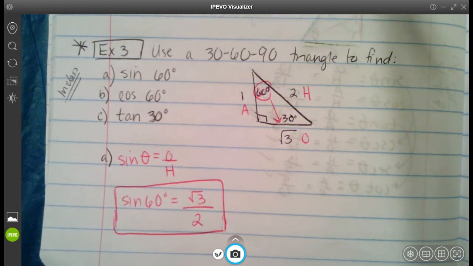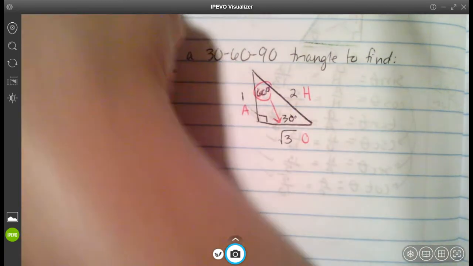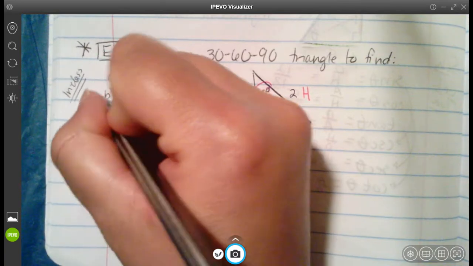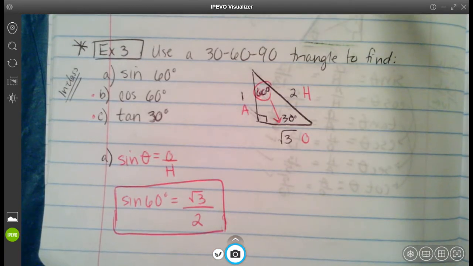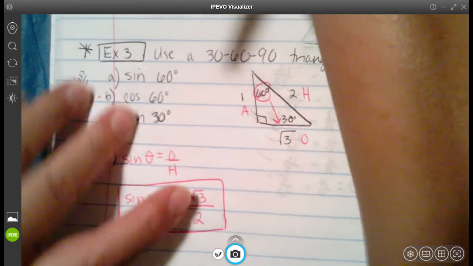Okay. Let's go ahead and move on. Remember, we're going to do these two. So B and C, we'll do those in class. If not, you can go ahead and do them by yourself as well. That's totally fine. Moving on.